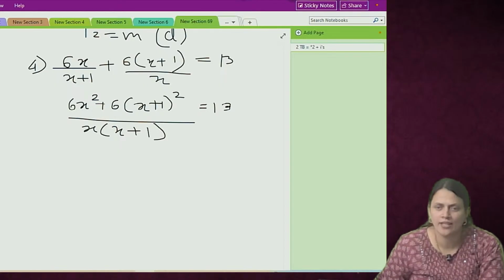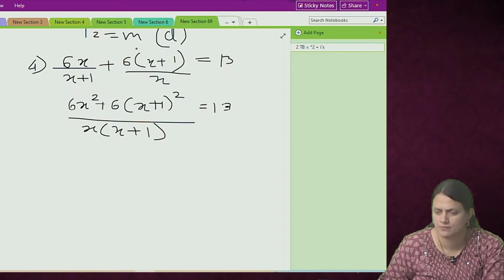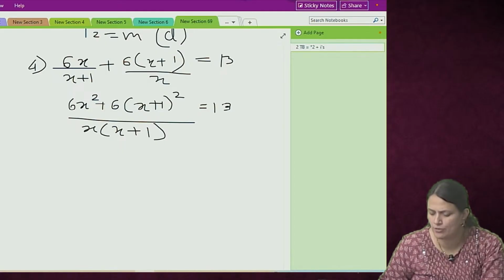I think that is satisfying. No, option A. Option A is the correct answer for the third one. Now the fourth one.